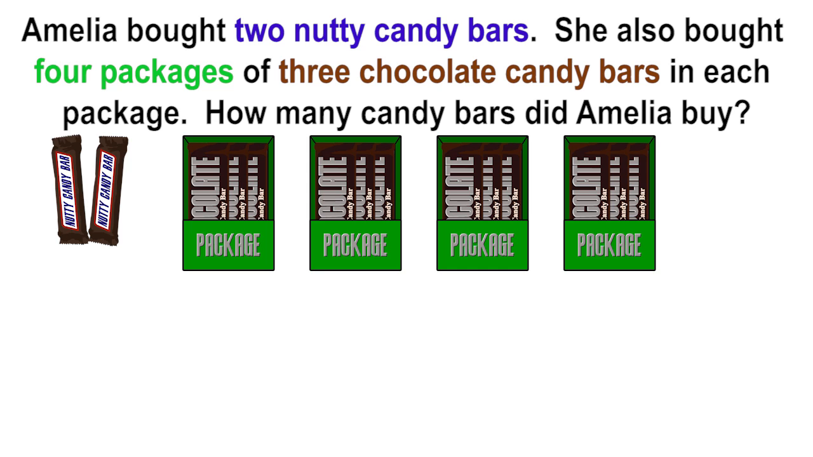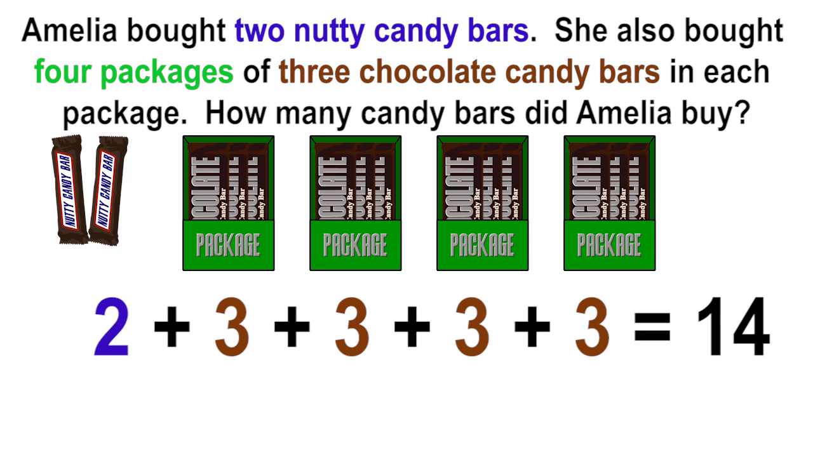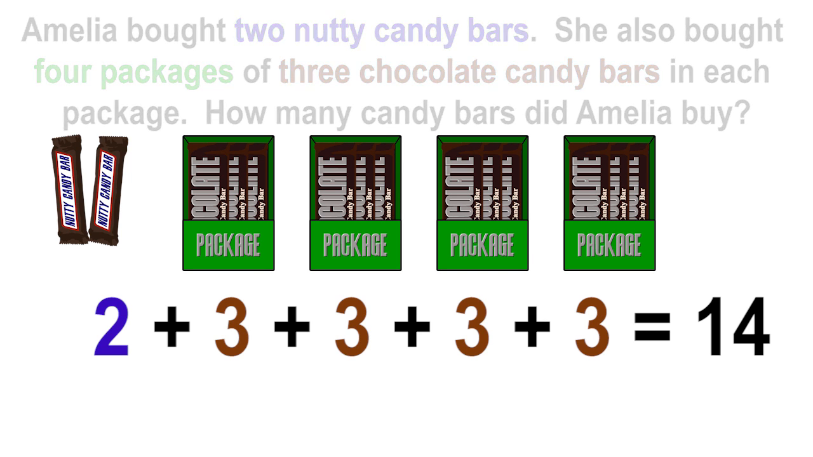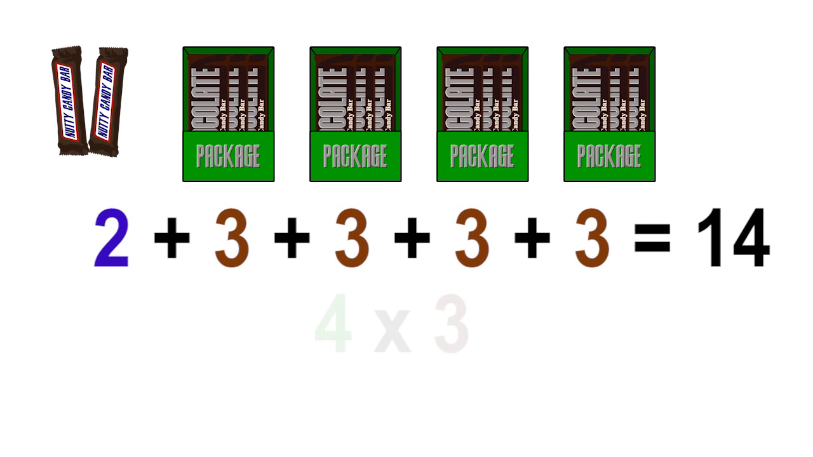We could solve the problem using addition. 2 candy bars plus 4 packages of 3 candy bars, so 2 plus 3 plus 3 plus 3 plus 3 equals 14 candy bars. Is there a quicker way to solve this problem? Because we know that repeated addition can also be written as multiplication, we can write it as 4 times 3. There are 4 equal groups of 3 candy bars. We can then combine the addition and multiplication into one expression. So our expression becomes 2 plus 4 times 3.